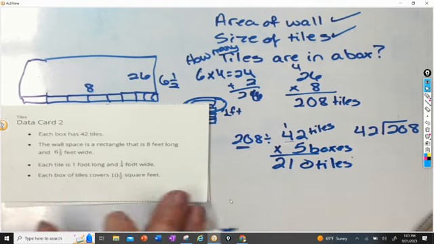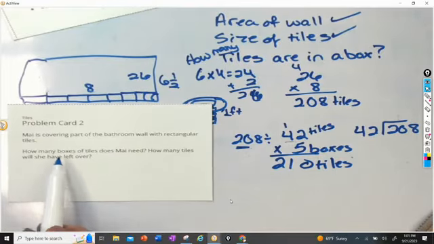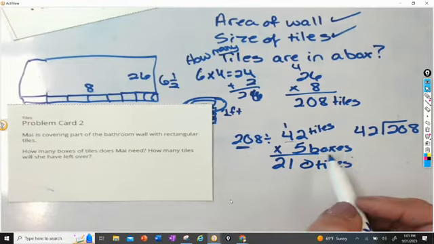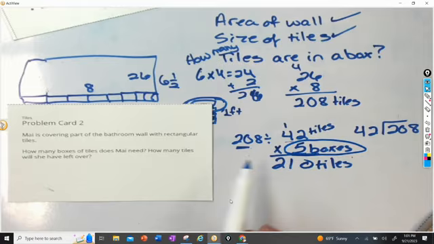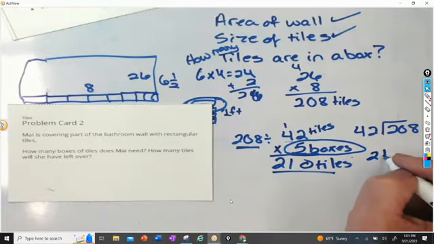So what was the question I was trying to answer? Let's go back to that question. How many boxes of tiles does mine need? We need 5. How many tiles will be left over? Well, if I needed 208 and I have 210, that means I'll have 2 tiles left over.